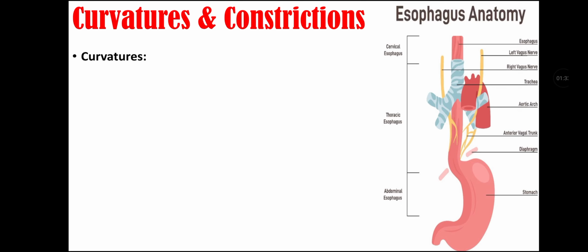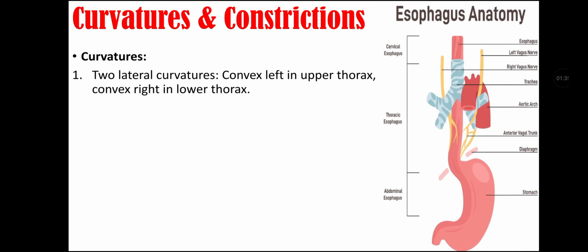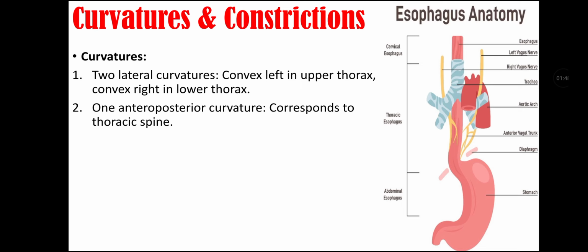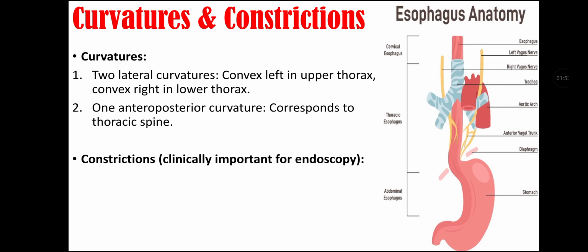First we will talk about curvatures of esophagus. There are two lateral curvatures that include convex left curvature in the upper thorax region and then there is convex right curvature in the lower thorax region. Then there is one anterior-posterior curvature that corresponds to the thoracic spine. And now let's talk about constrictions of esophagus that are clinically important for endoscopy.